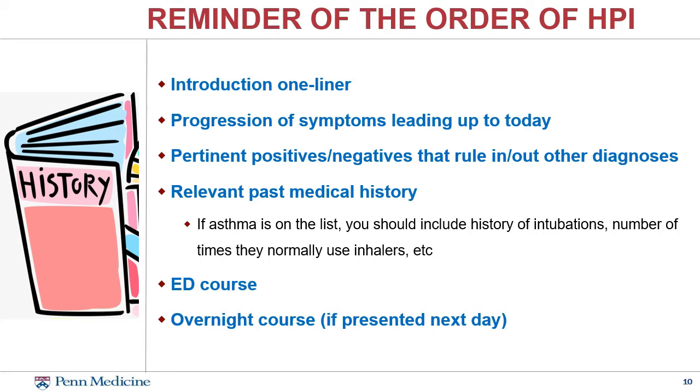Then you go over any relevant past medical history that you want to include within the HPI. So for example, if someone's coming in with an asthma exacerbation, this is where you're going to say how many times have they been intubated? How often do they use their inhalers, for example? Then you go over the ED course, and especially because most of you guys are going to be admitting a patient on a Monday and then working on it all day and then presenting the patient on Tuesday, you may want to give the overnight course at that point.